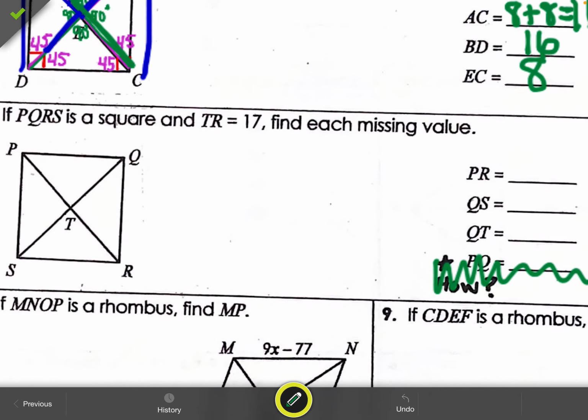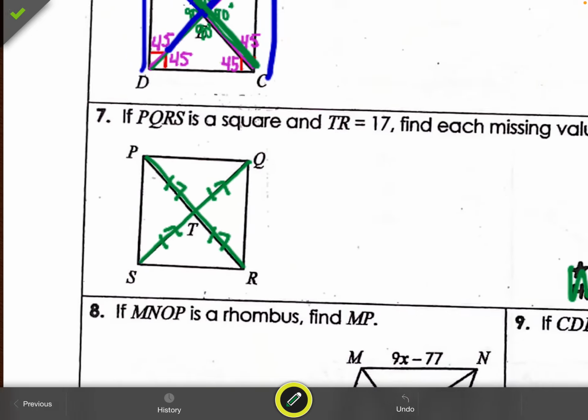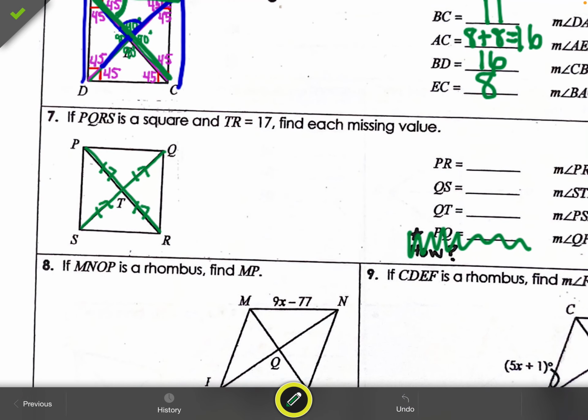All right, so hopefully you paused it. So again, you start with 17. If that piece is 17, then I know the other piece of the diagonal is 17. Diagonals bisect each other. Okay, we know diagonals are congruent, so this whole diagonal would be 34, which means this diagonal would be 34. Again, if you bisect it, 17, 17. Okay, so we can't do the sides because they didn't tell us one, so let's see what they want.